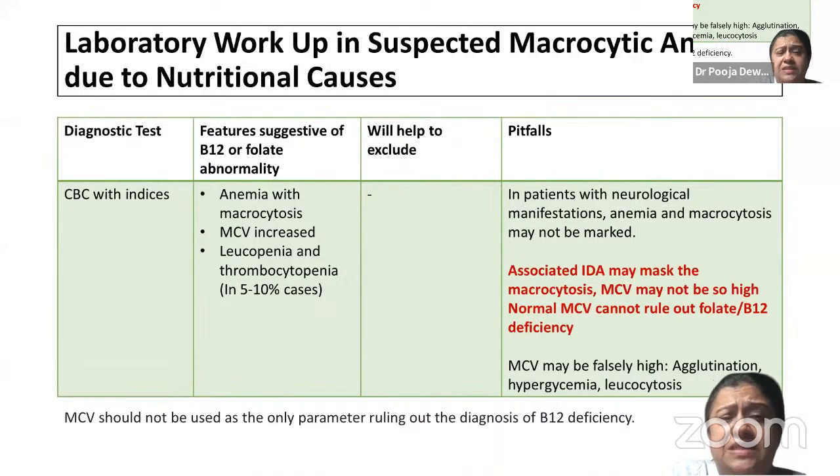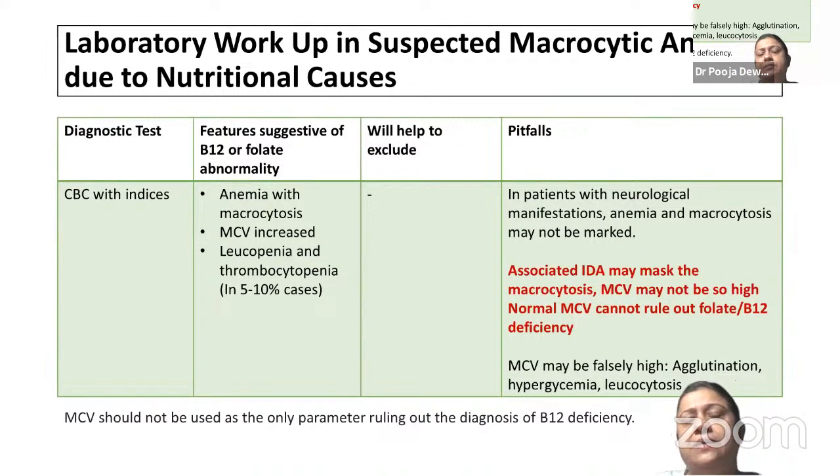So the CBC is the foremost test, but you must remember that MCV should not be used as the only parameter, because, like I told you, sometimes cases with neurological impairment do not have a raised MCV. So both your clinical acumen and the laboratory support are needed to make a diagnosis.